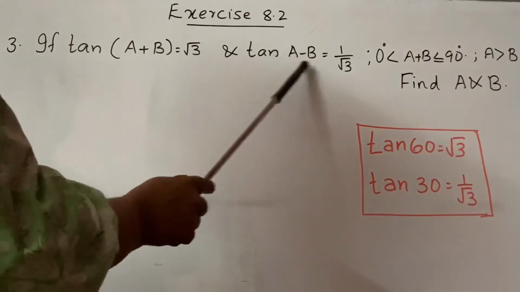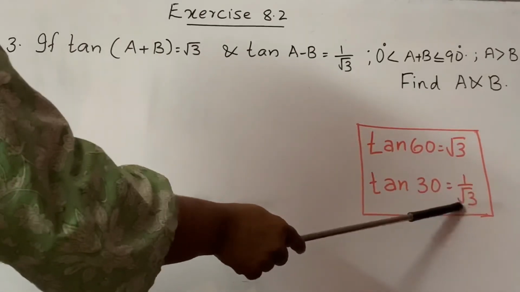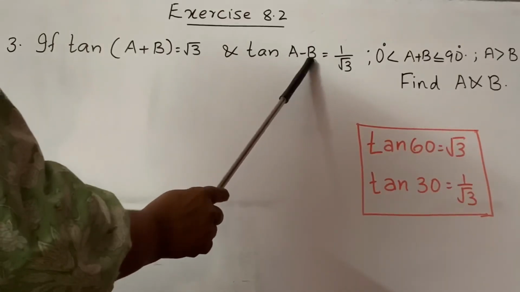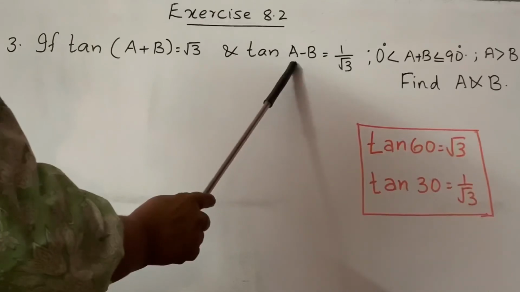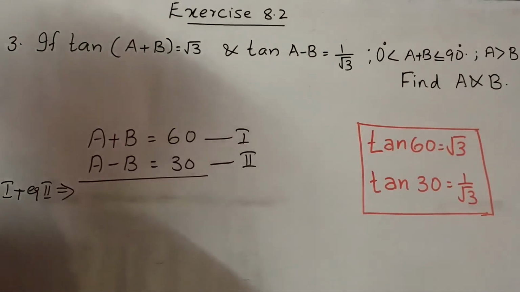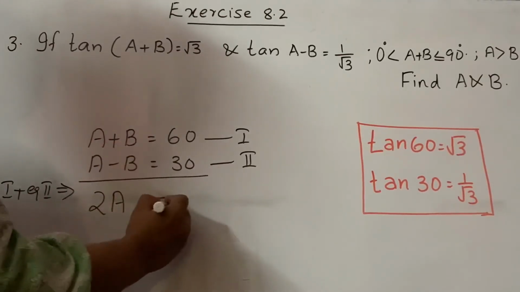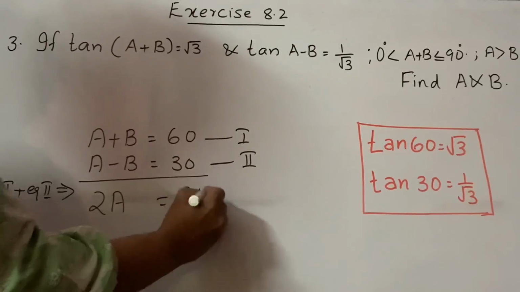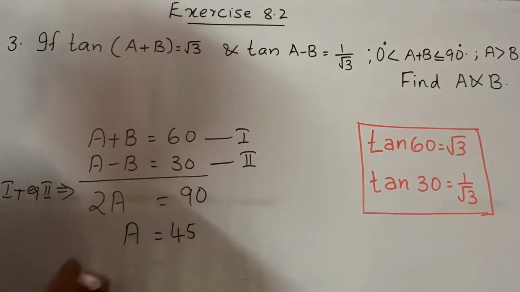Then tan of (a minus b) is 1 by root 3. Tan 30 is 1 by root 3. So a minus b is 30. That means a plus b is 60 and a minus b is 30. Add these two equations, then you will get a plus a is 2a, b minus b is 0. This is 60 plus 30, 90. That is a is equal to 45, 90 by 2, that is 45.